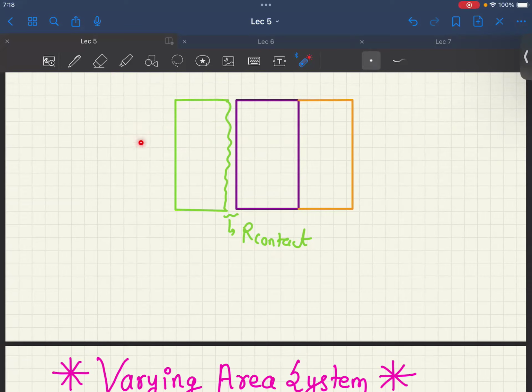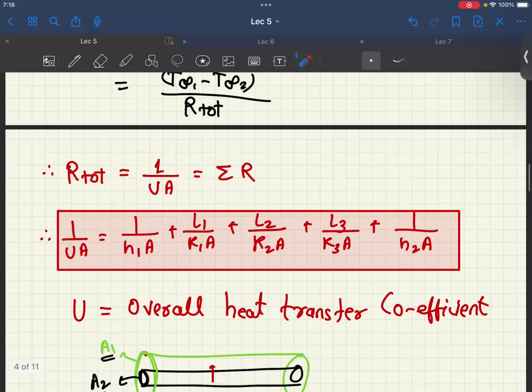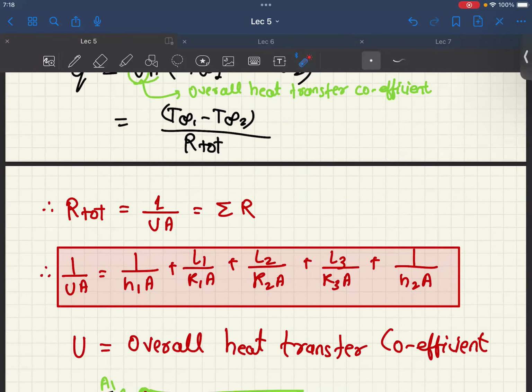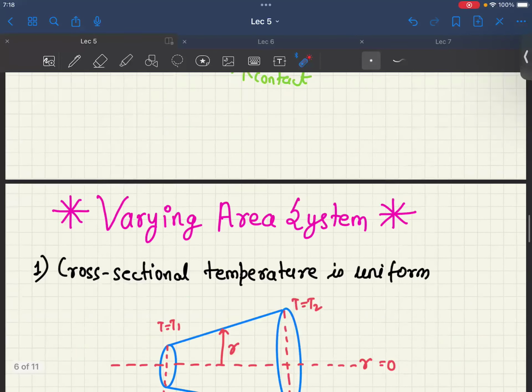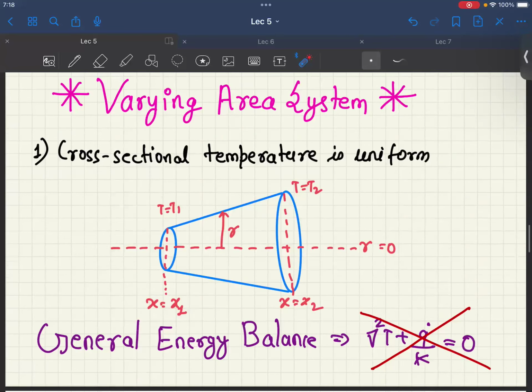One for the hot gas, one for the first slab, and then additionally we would have a contact resistance, then the resistance for the second slab, the third slab, and the convective resistance for the outside fluid, right? So now, what we are going to delve into today, I hope this is clear to everyone.